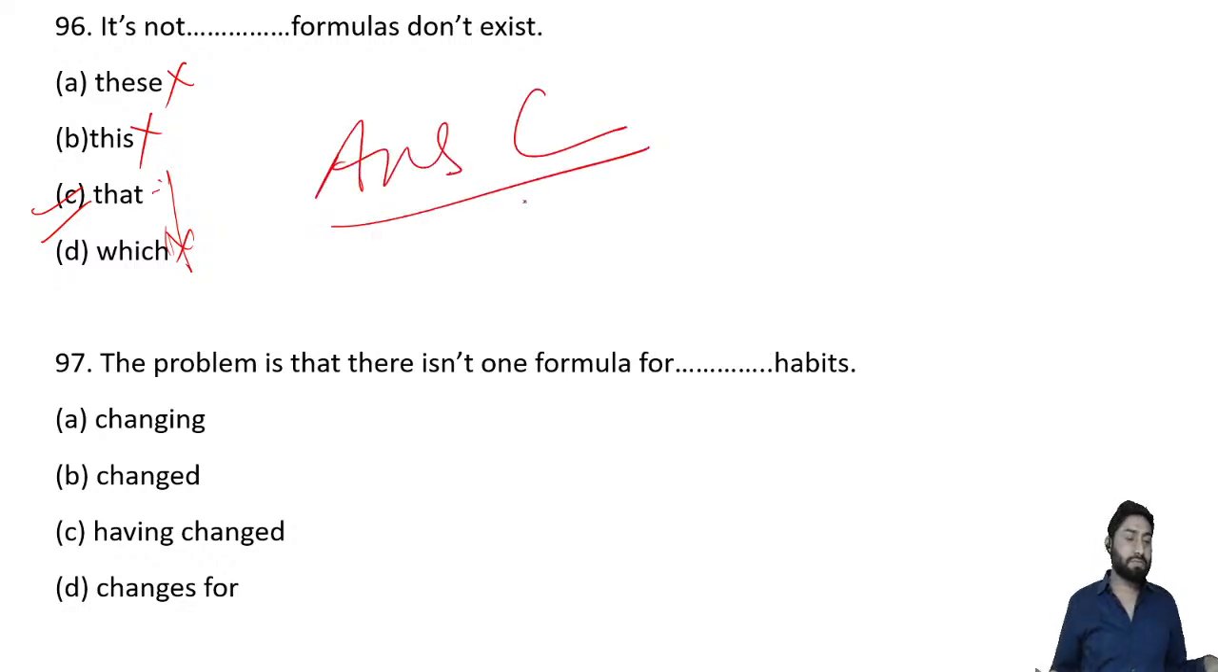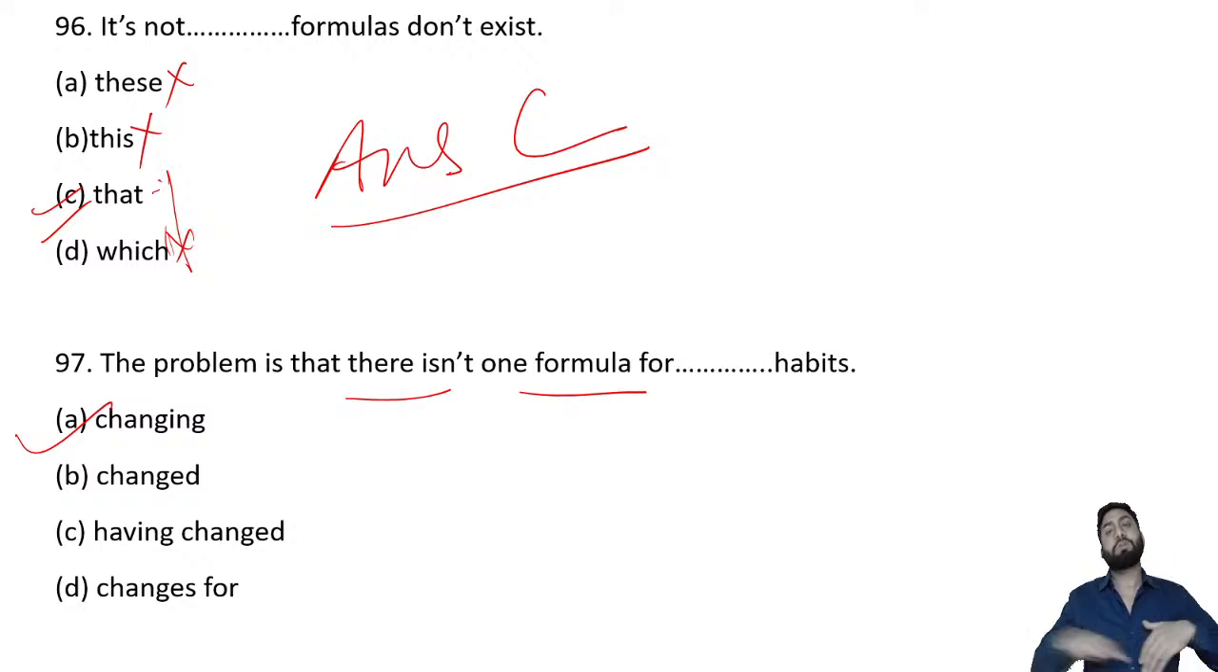It's a continuation. Keep saying that anyway, right? So next. See? So it's not that the formulas don't exist, they do exist. But the problem is that there isn't one formula for changing habits, changed habits, having changed habits, changes for. Anyway, we're talking about changing habits, right? How to change that. So the problem is that there isn't one formula for changing habits. Not changed habits. You're talking about the continuation. How will you change that? Right? So changed habits, not something which got changed and now you're analyzing.